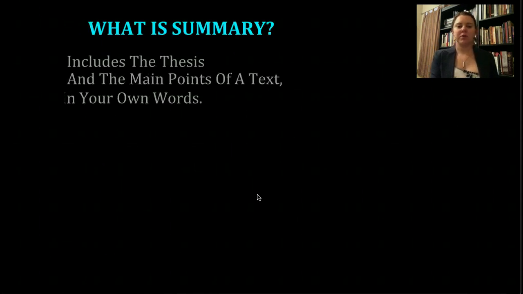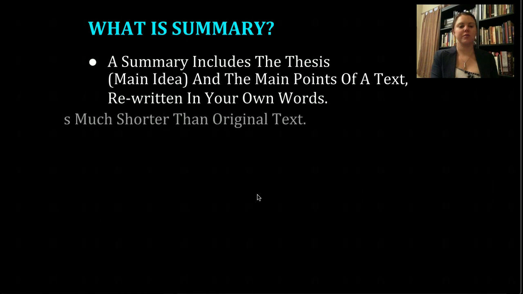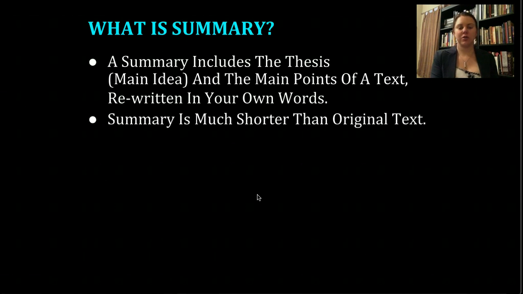So first off, what is summary? A summary includes the thesis or the main idea and the main points of a text, and you rewrite that in your own words. A summary is much shorter than the original text. So for instance, if I was going to summarize a video game, for instance, Journey, one of the games that we're playing for our MOOC, you wouldn't spend 2.5 to 3 hours, which is the average play time for that video game, retelling what the story is to your friends. Instead, you would pick out what you thought were the major points and what you thought the meaning of that video game was. That would be a summary.